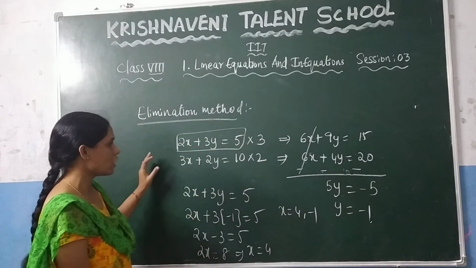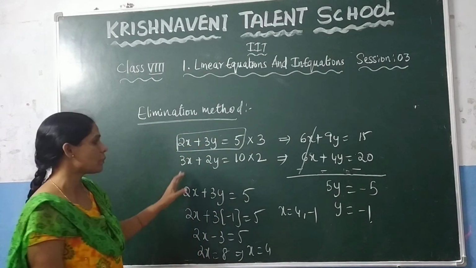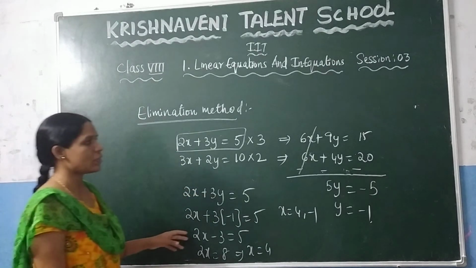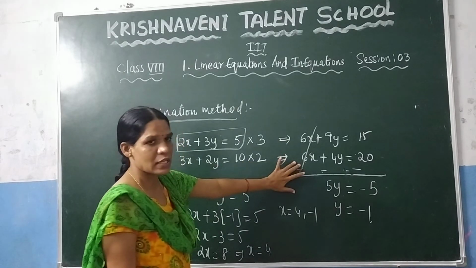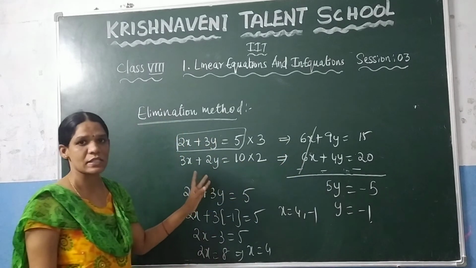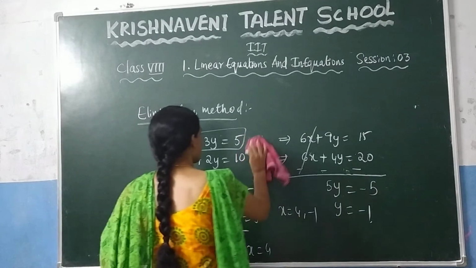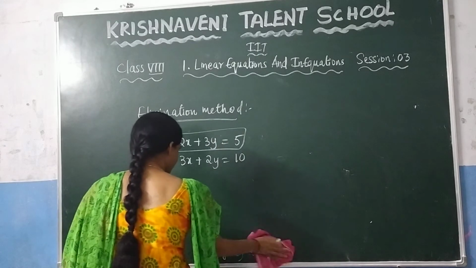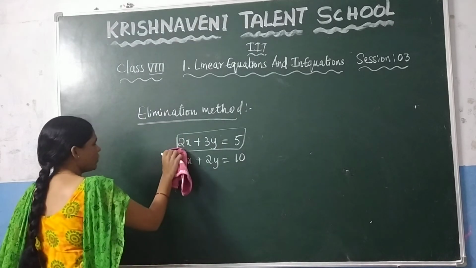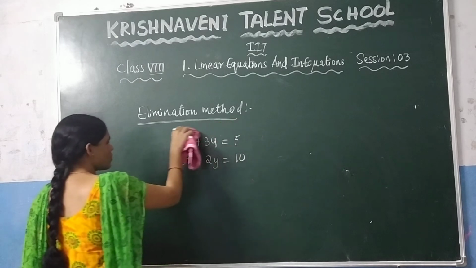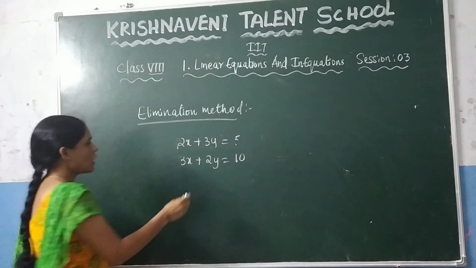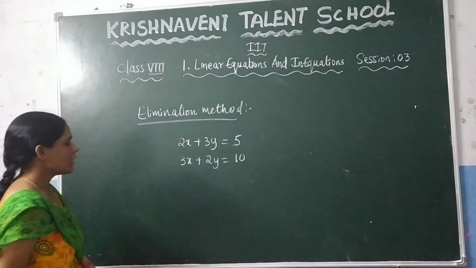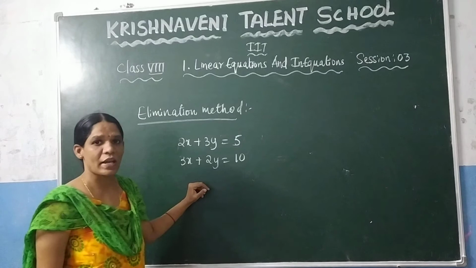So if the coefficients are not the same, you can make the coefficients the same. Now take the same example here. Here what we have done, we have made the coefficients of x the same. Now make the coefficient of y the same. How do you solve this one? Let us consider the same example here. Here you need to make the coefficient of y the same. That means you need to eliminate the value of y. How do you eliminate the value of y? If you want to eliminate y, you need to make the coefficient of y equal.